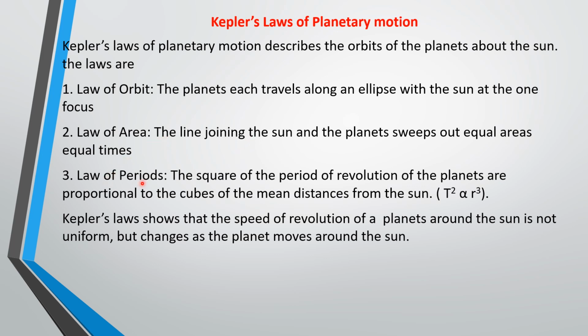Then the third one, the law of periods. It says that the square of the period of revolution of the planets is proportional to the cube of the mean distance from the sun. Okay, that is T squared is proportional to R cubed.